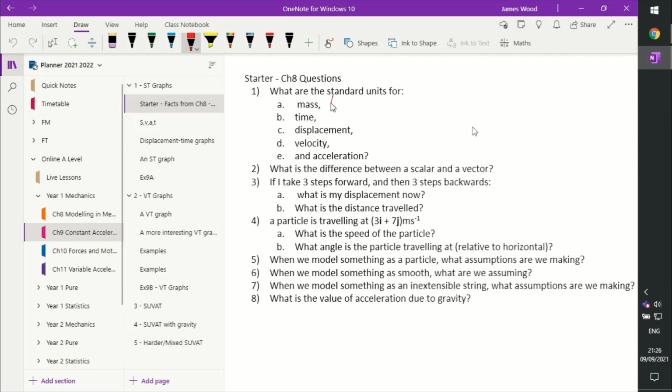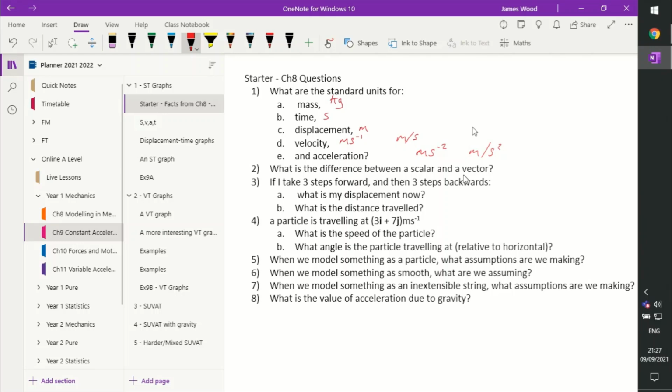So for mass, it's kilograms. For time, we tend to use seconds. For displacement, we use meters, or some sort of denomination of meters, so perhaps kilometers and so on, but we tend to default to just meters. Velocity is meters per second, so you can write that as ms to the -1, or you could write it as m divided by s, but I prefer ms to the -1. Acceleration is meters per second squared, or you could write meters per second squared like this.